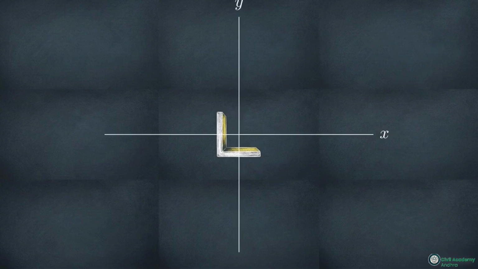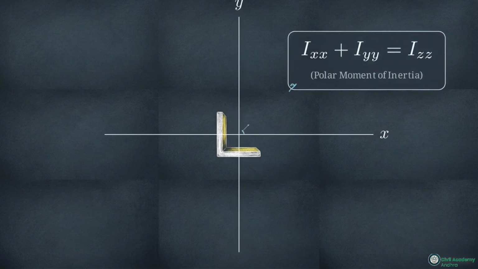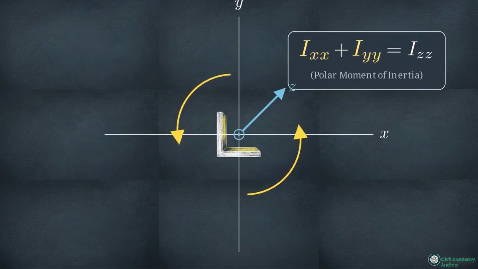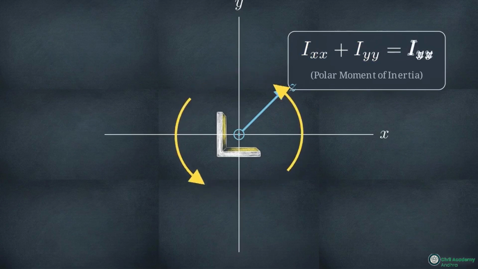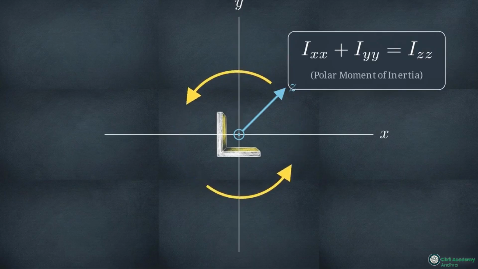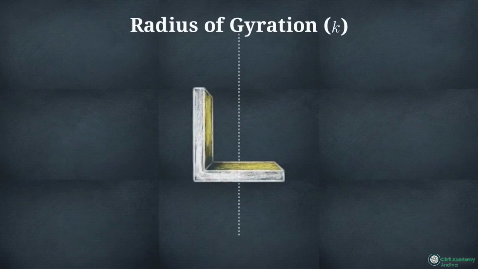This diagram shows the x and y axes laying flat across our section. If we add the moments of inertia from both of these flat axes together, we get the polar moment of inertia. This describes the section's resistance to rotating around a perpendicular z-axis, which is essentially its structural resistance to twisting forces. We can also express bending resistance as a physical distance using the radius of gyration.